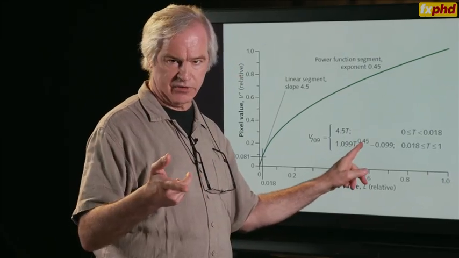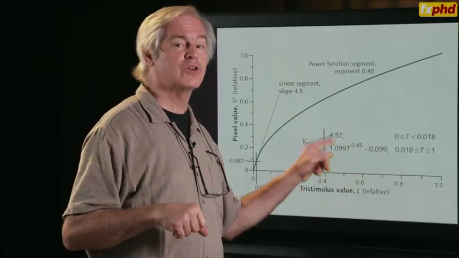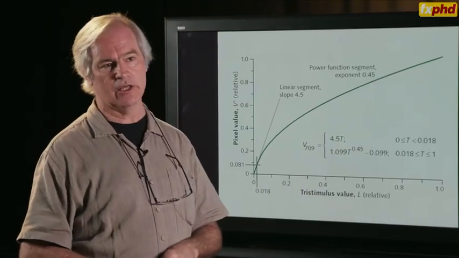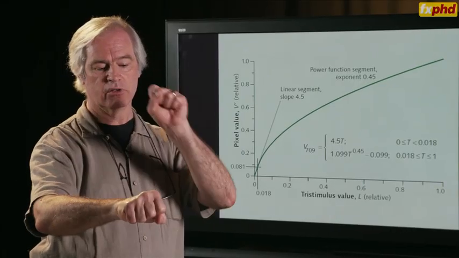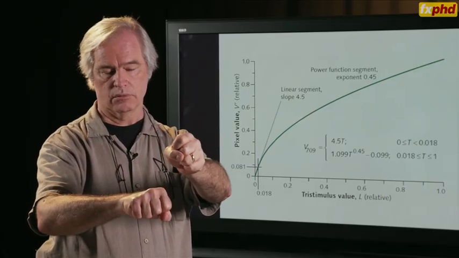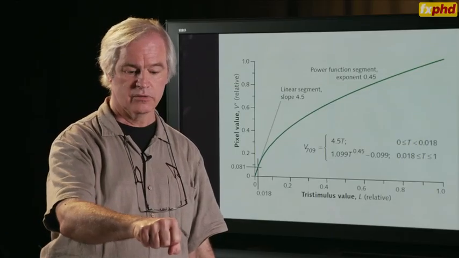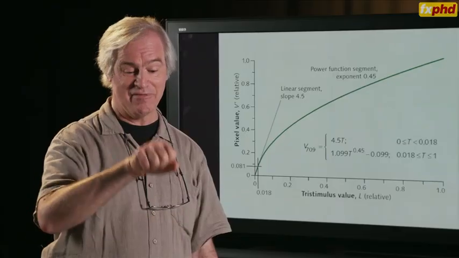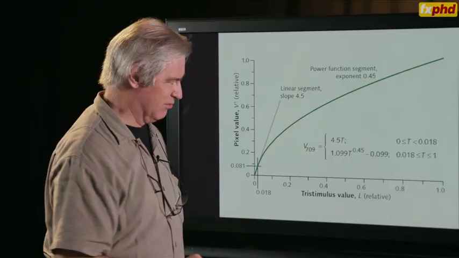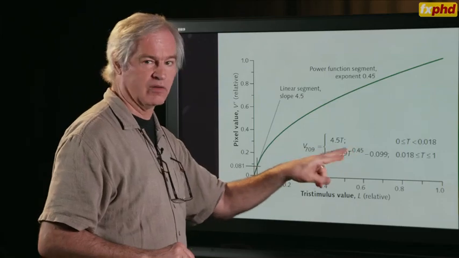It's not an exponent. Well, the 0.45 is an exponent, but this is not an exponential function. An exponential function is a constant to a power which varies. A power function is a variable to a constant power. The two are quite different. So this is a power function. It's got an exponent of 0.45.